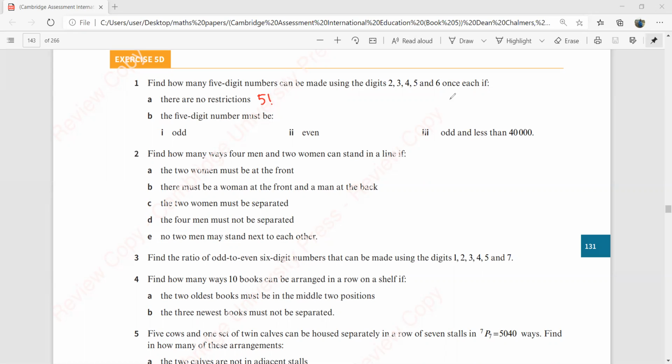Now, there is a question here you must be asking. It says, find how many 5-digit numbers can be made using these digits once. So that means we are not going to do any repetition. Now, suppose if the repetition was allowed, then how many 5-digit numbers we can have?